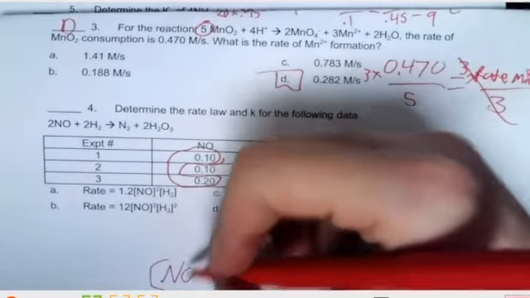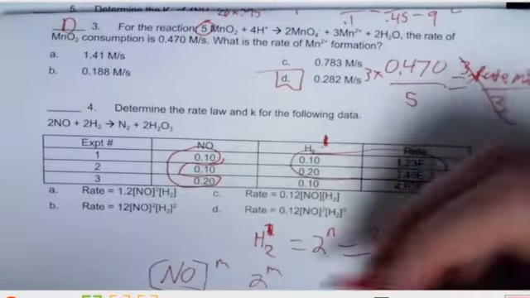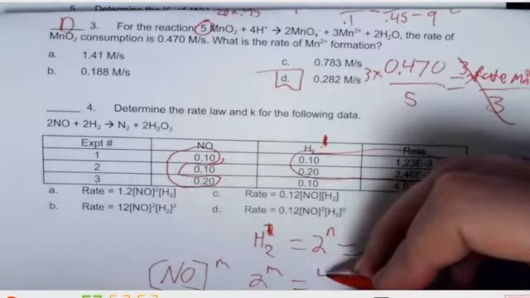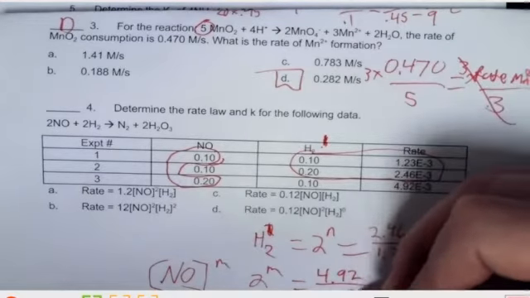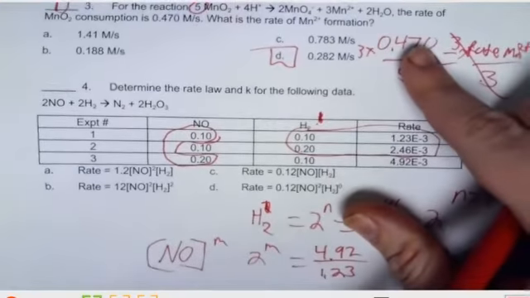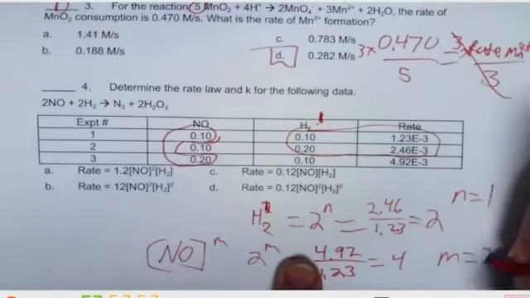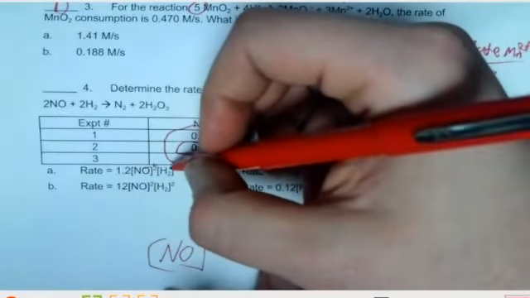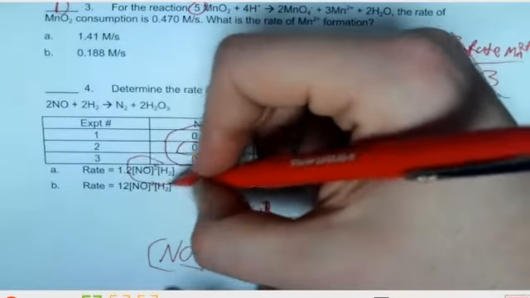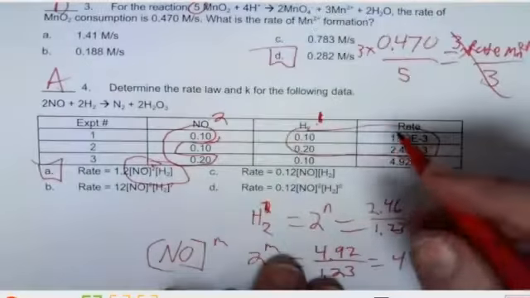When NO doubles, you have 2 to the M. We have 4.92 from 1.23. What is that? That's 4. So M must equal 2. Because of the way this is worked out, the only one that has a 2 and a 1 is A, so we don't have to find the K. It's already worked out for us.